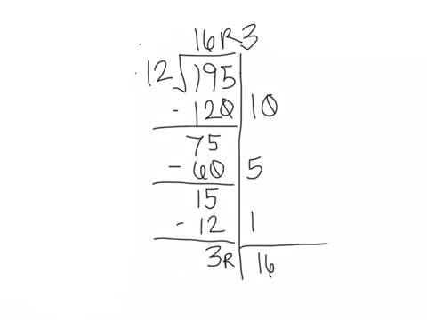Okay, so we've got our answer here, 16 remainder 3. One thing I do want to touch on is we could have done this problem differently, which is the cool part about partial quotients. We could have, in this case, when we got our remainder of 75, we could have done 12 goes into 75 6 times, actually.